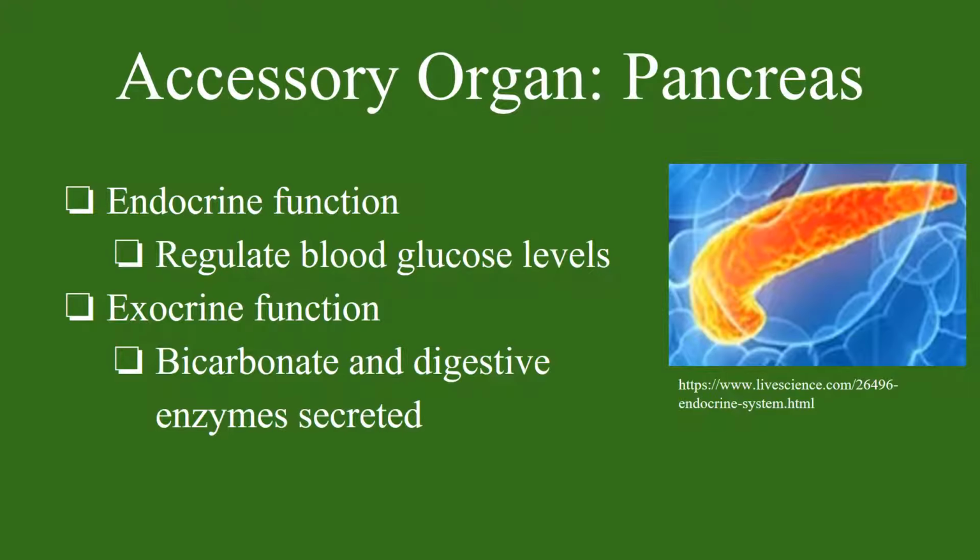The pancreas, a gland having endocrine and exocrine functions. Endocrine functions regulate blood glucose levels through secretion of the hormones insulin and glucagon into the blood. For exocrine functions, bicarbonate and digestive enzymes that act on carbohydrates, proteins, and fats are secreted into the duodenum.